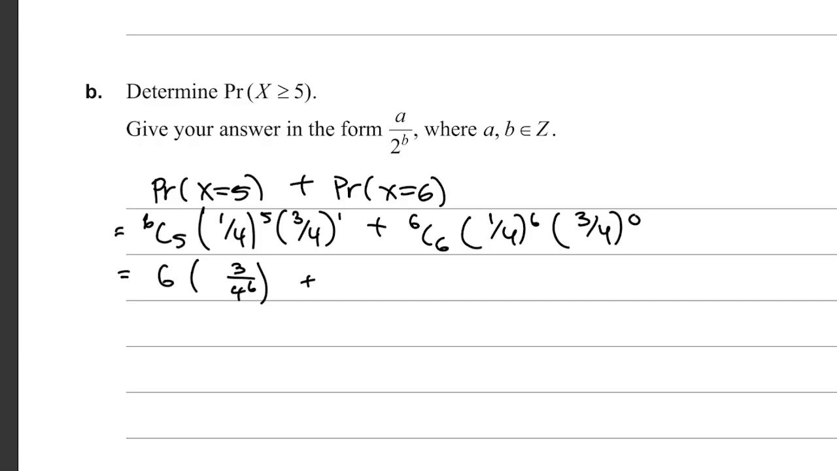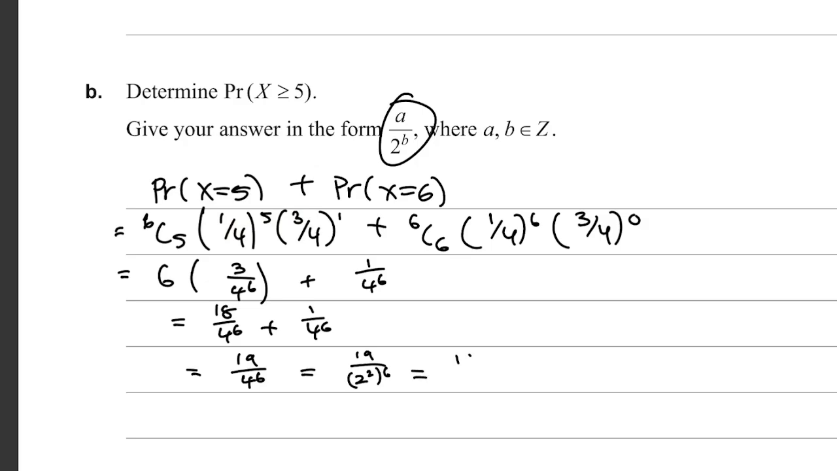On the right hand side, 6 choose 6 is 1, and 3 quarters to the 0 is just 1. So we just have 1 quarter to the 6 here, or 1 on 4 to the 6. So from there, we can then say it's going to be equal to 18 on 4 to the power 6 plus 1 on 4 to the power 6. That just adds nicely. So it's going to be 19 on 4 to the 6. And that's in the right form. No, it's not. It's not base 2. So I'm going to rewrite that. It's going to be 19 on 2 squared to the 6. So it'll be 19 on 2 to the 12. There we go.